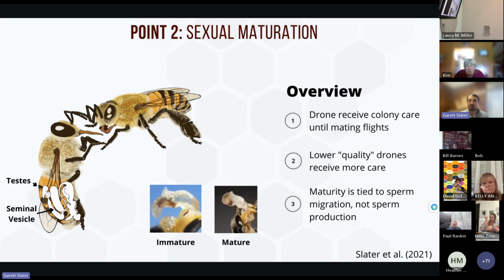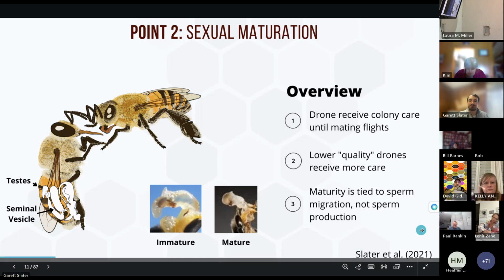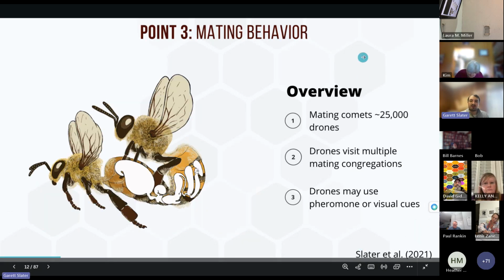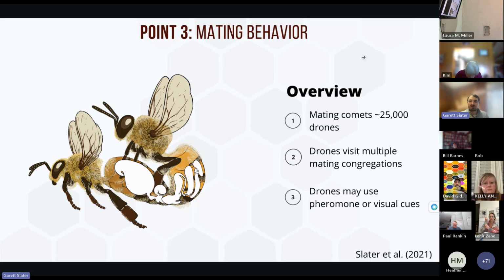But for a drone to reach maturity, it takes about 48 to 50 days, because drones need to go through 24 days of development plus another 14 or so days to reach maturity. So if you see some drone eggs in your colony, it'll take about 50 days for that drone to actually reach maturity. And then finally, once the drones reach maturity, they need to go out, find a queen, and mate with a queen.